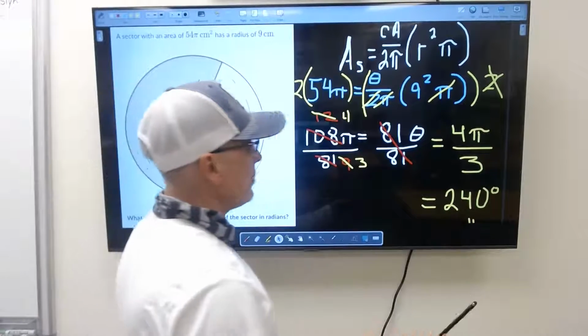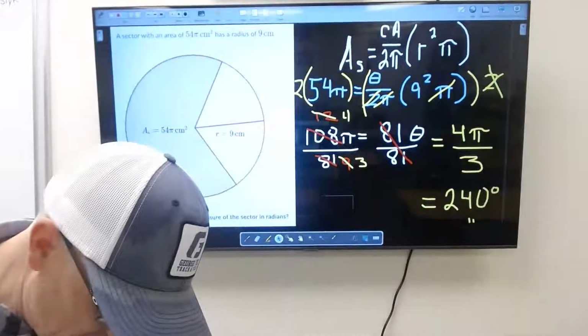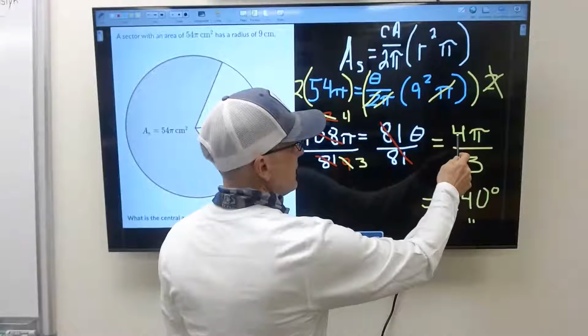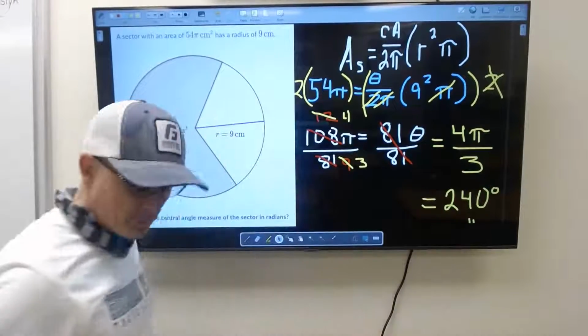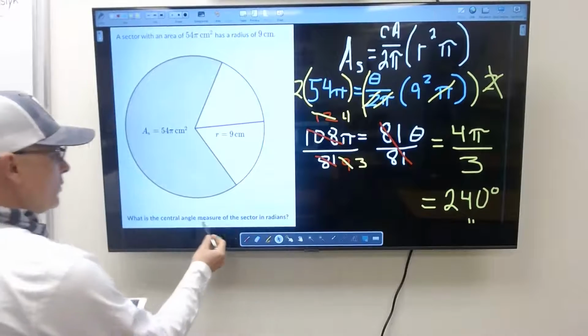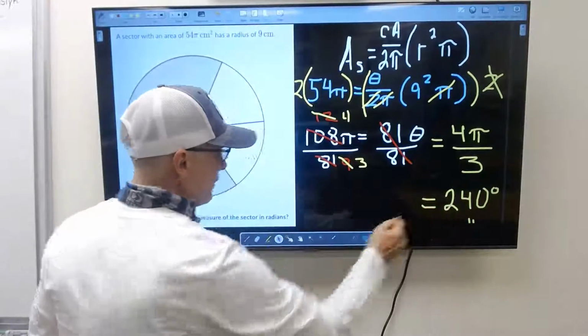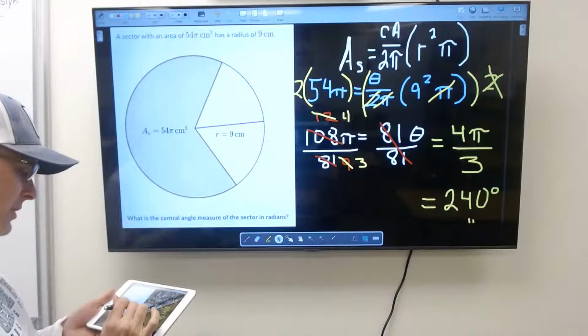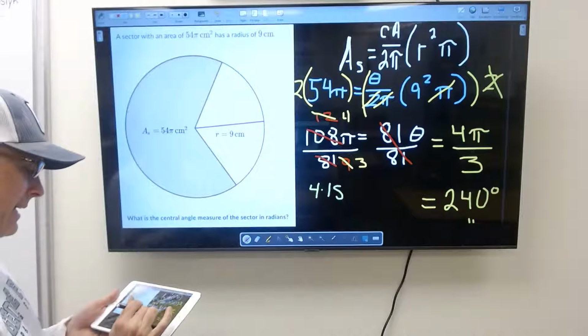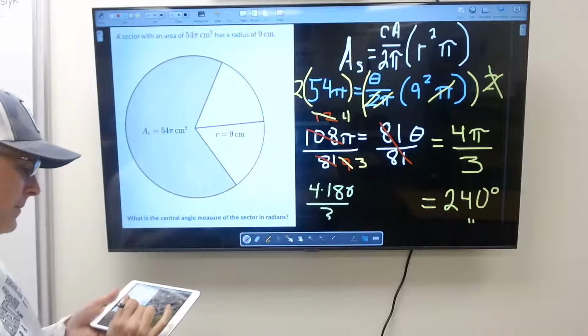Now, if I wanted to change that, I just take this and multiply by 180 to find the actual degree measure. They asked for it in radians, so I don't have to go that far. But if it does ask for degrees, don't forget it is 4 times 180 over 3.